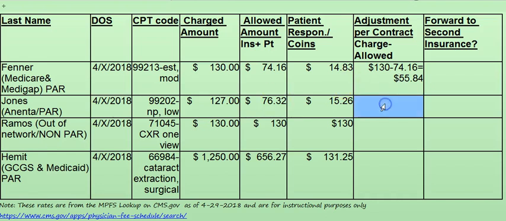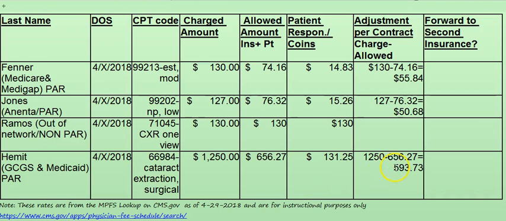So of course we would do the same thing with our in-network Aetna here, and so the math again looks like this. So we've gone ahead and calculated for our other participating amounts. It is $127, again, the charged amount, minus the allowed amount, gives us $50.68 for our contract adjustment. We're going to skip this out of network for just a moment.